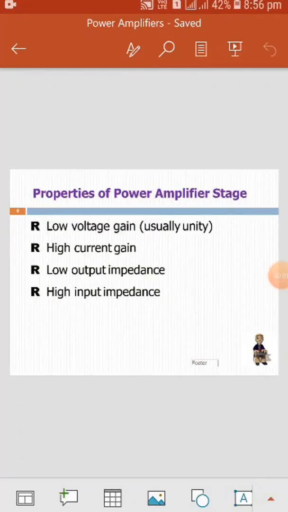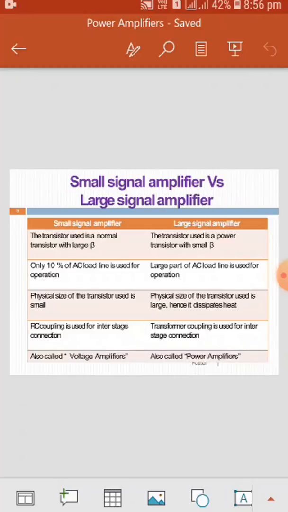Continuation with features of power amplifier. Now we are going to see what are the various properties of power amplifier. First one is low voltage gain, which means that the gain of the voltage amplifier will be unity and current gain will be high. Output impedance of the circuit will be low and input impedance of the circuit will be high. The last two points state that with low output impedance and high input impedance, the circuit will be operating in a very safe condition.